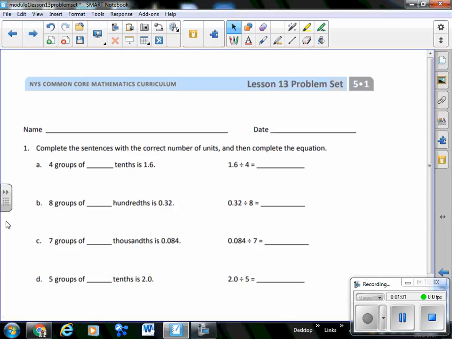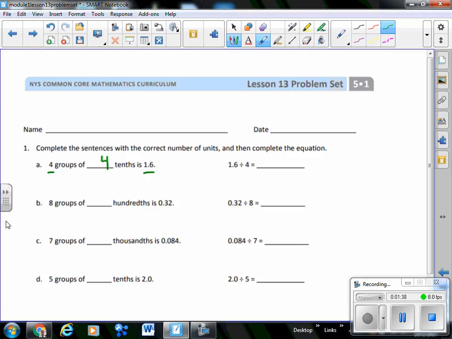Okay, first thing, we're going to complete the sentence with the correct number of units and then complete the equation. Okay, we have in letter A, 4 groups of something is 1 and 6/10. Well, think of the 4. We have the 4, and then think of this as 16. 4 times what is going to give me 16 would be a 4, and that's 4/10.